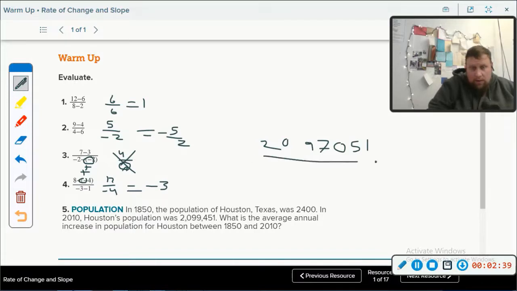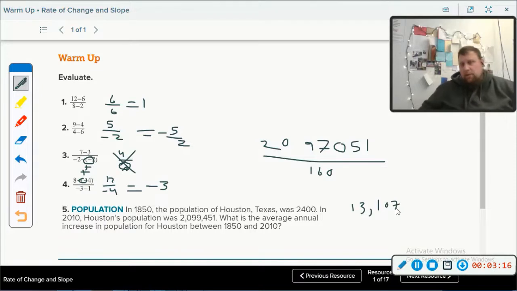We're going to divide that by, let's see, 2010 minus 1850, 160. 2,097,051 divided by 160. On average, the growth was 13,107 people per year. It's actually 13,106.5, but you can't grow by half. So it's 13,107. That's what I'm going to say.